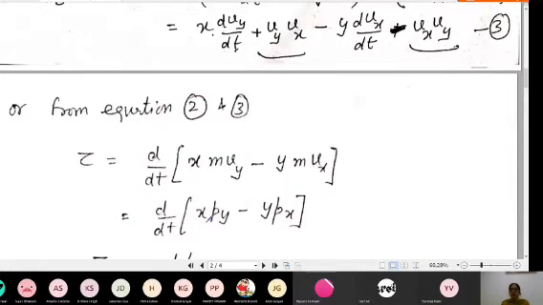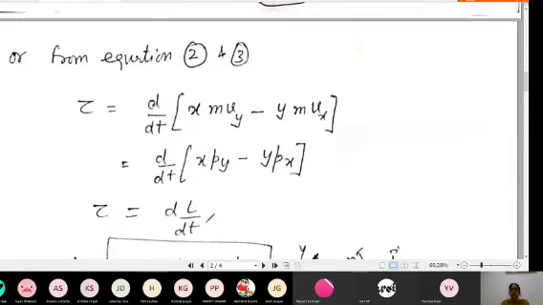Now if I compare linear motion and rotational motion, in linear motion we write F equals dp by dt. F is the rate of change of linear momentum, using Newton's second law. Similar to that, I get torque, which can be written as dL by dt.